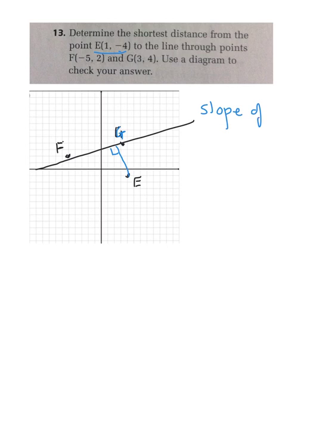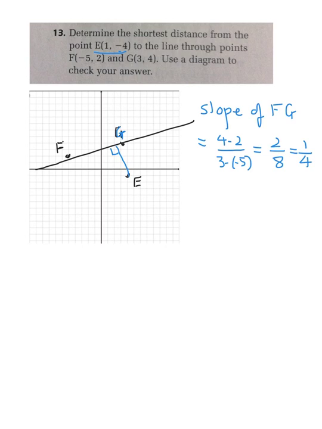of the line we're given, which is FG. And slope equals y2 minus y1 over x2 minus x1, so it's going to be 4 minus 2 divided by 3 minus negative 5. 3 minus negative 5 is going to be plus 5 eventually. So 4 minus 2 is 2, and 3 plus 5 is 8, so we've got 1 over 4.